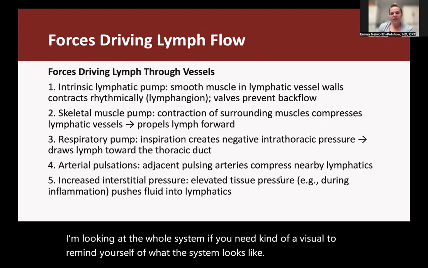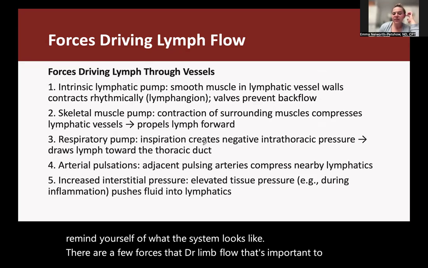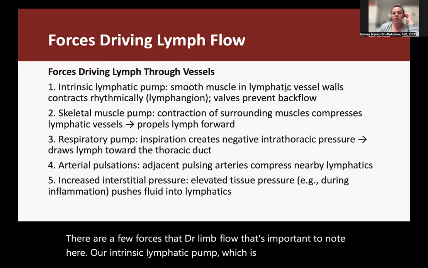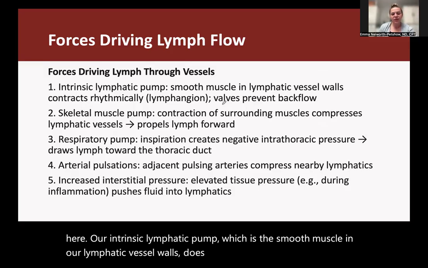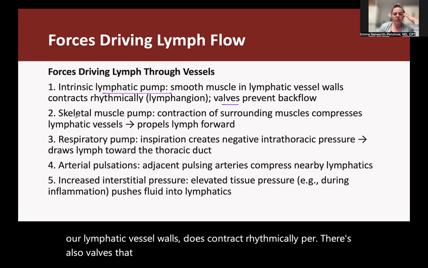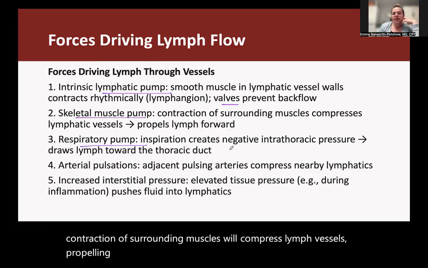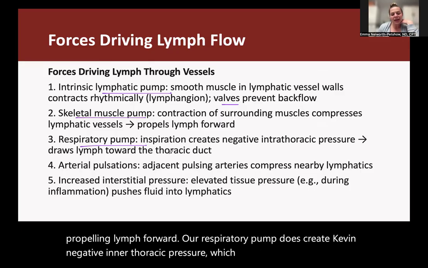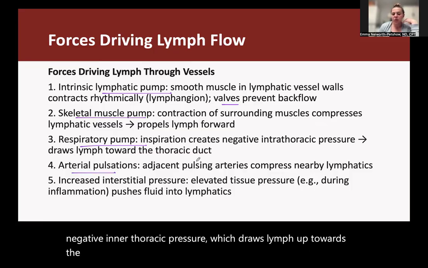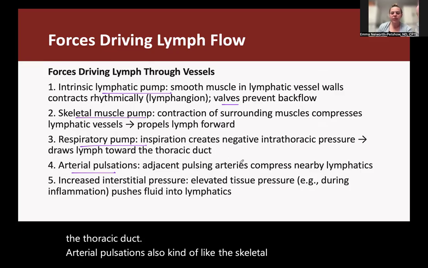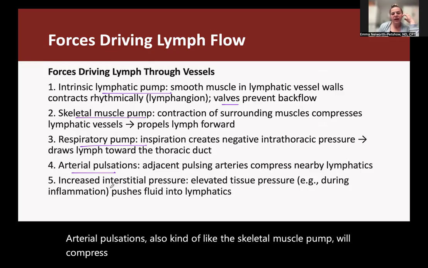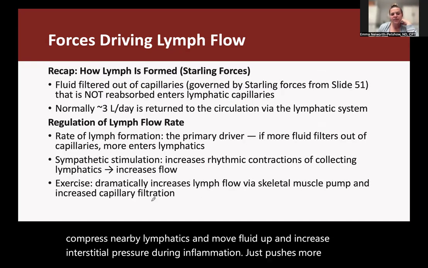There are a few forces that drive lymph flow that are important to note here. Our intrinsic lymphatic pump, which is the smooth muscle in our lymphatic vessel walls, does contract rhythmically. There are also valves that prevent backflow. With the skeletal muscle pump, the contraction of surrounding muscles will compress lymph vessels, propelling lymph forward. Our respiratory pump creates a negative intrathoracic pressure, which draws lymph up towards the thoracic duct. Arterial pulsations, also like the skeletal muscle pump, will compress nearby lymphatics and move fluid up. And increased interstitial pressure during inflammation pushes more fluid into the lymphatic system.